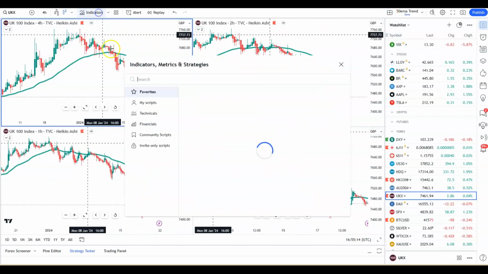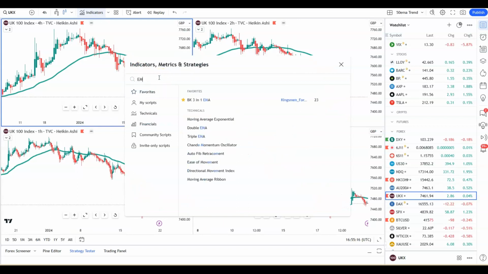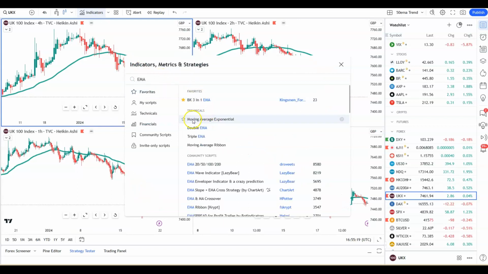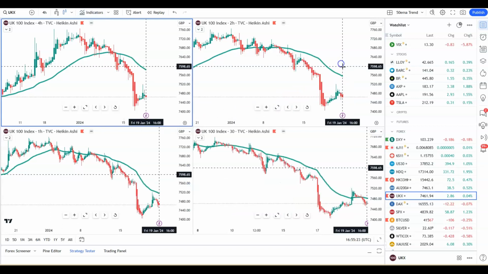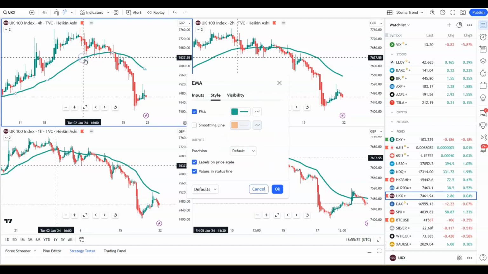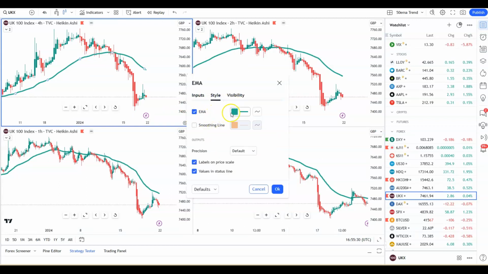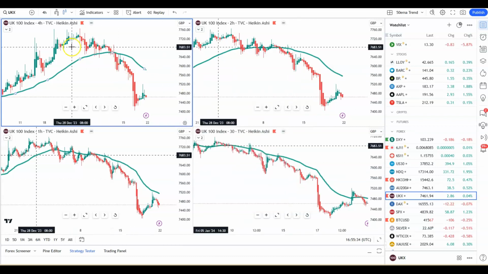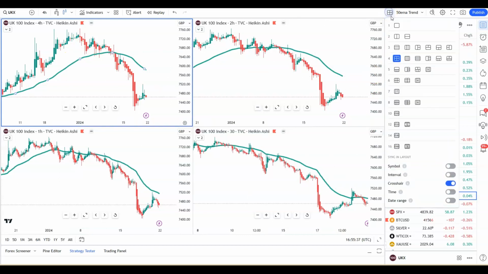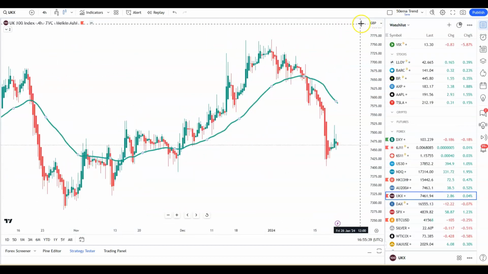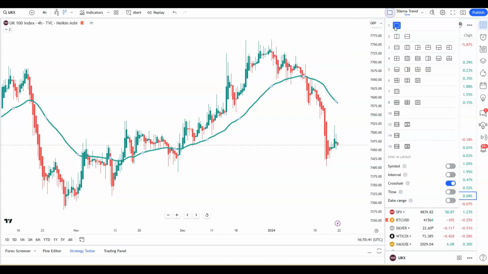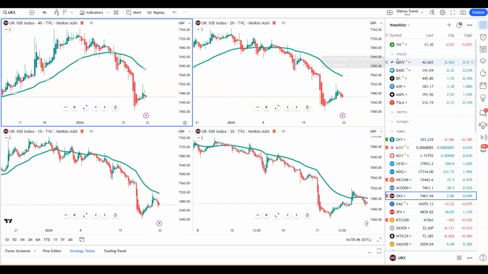So indicators, EMA, and click on the moving average exponential. It will come up as 9, but then just double click it and then you change it to 50, and then you can make it whatever color you like and as thick as you like. Once you've done that one chart, you just go into, so if I do that, it gives me the one chart. If I click there, I want the 4 charts, so they're in agreement.